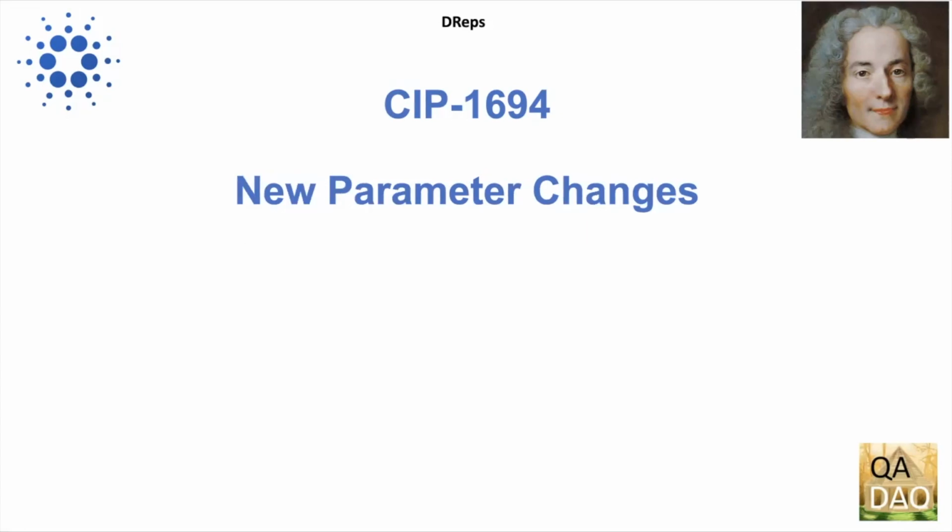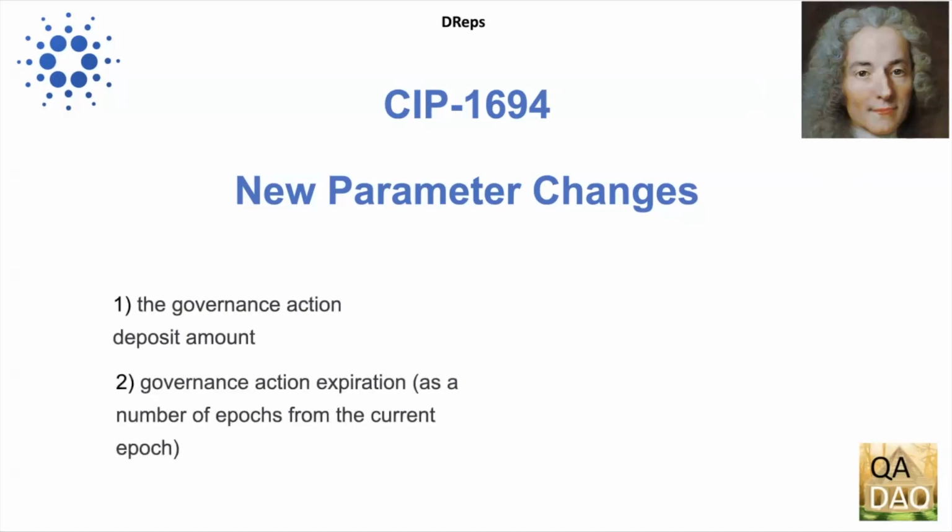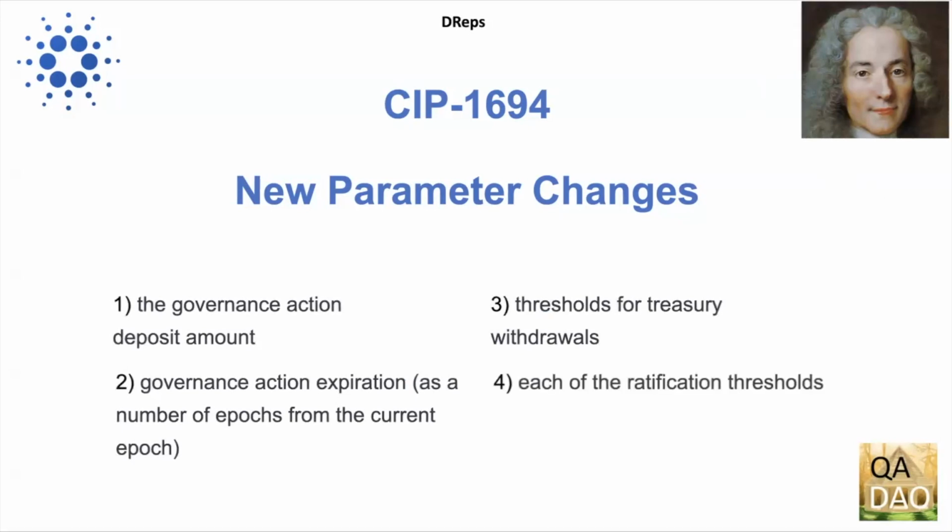New parameter changes. New protocol parameters will be needed for the following: governance action deposit amount, governance action expiration as a number of epochs from the current epoch, thresholds for treasury withdrawals, and each of the ratification thresholds.